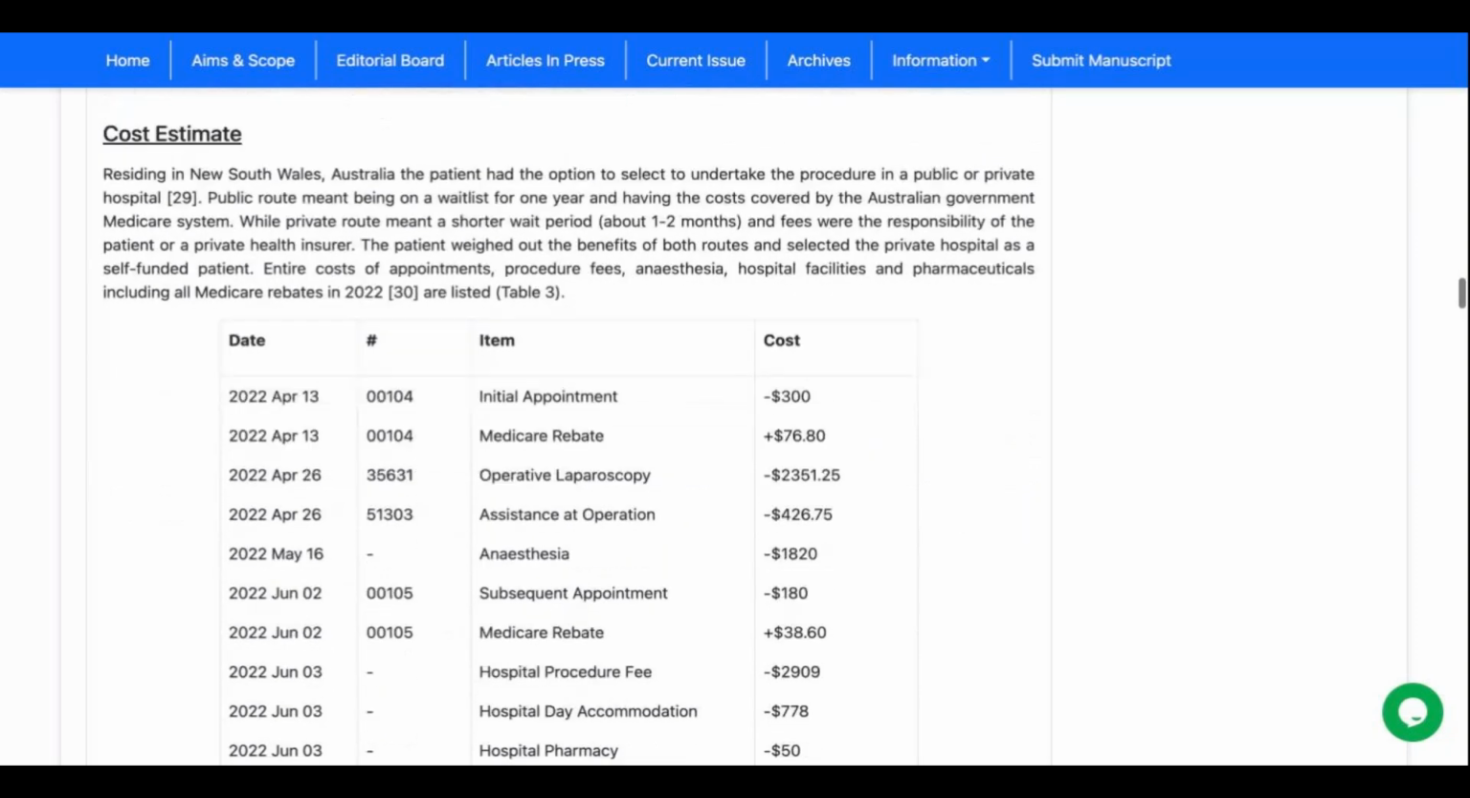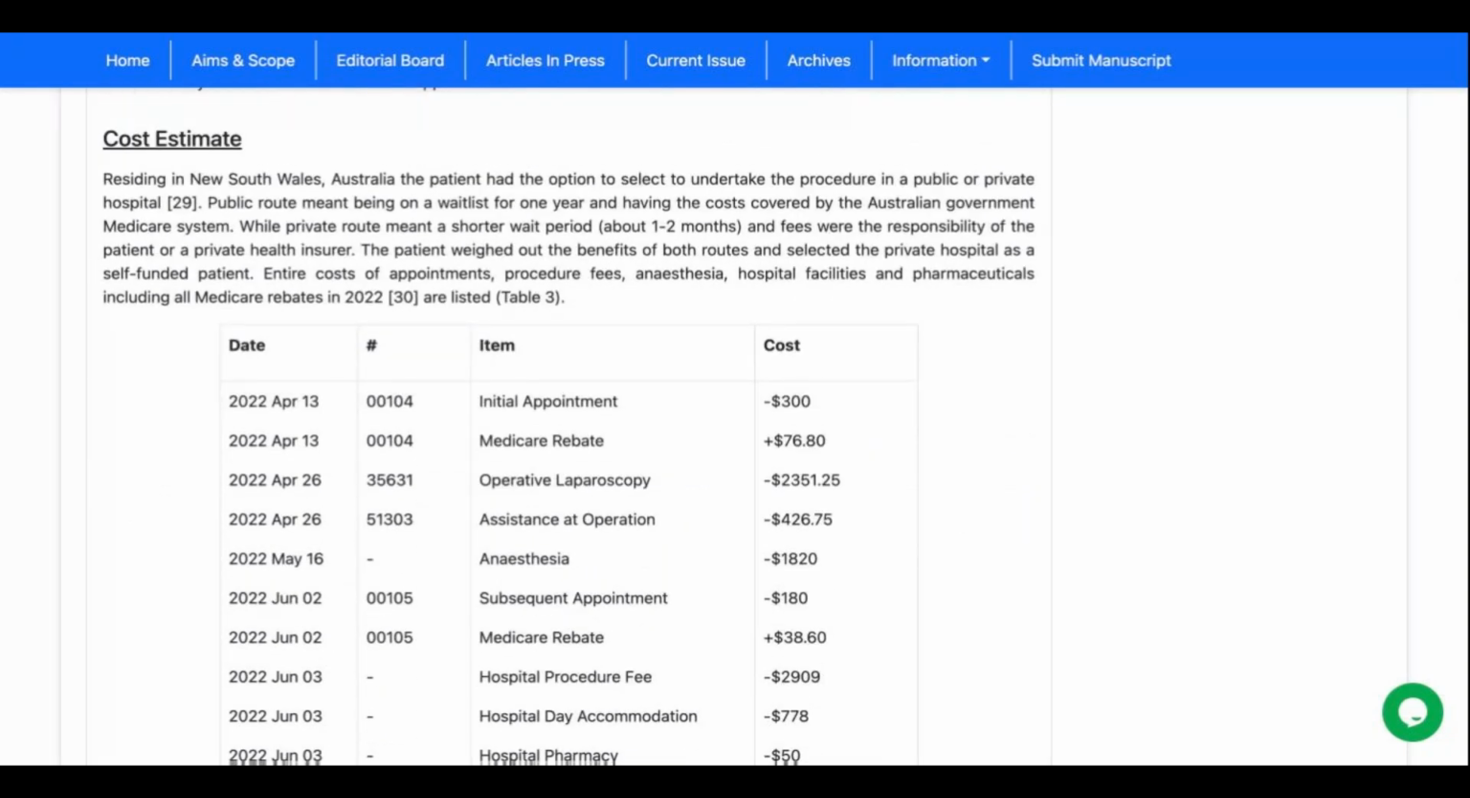But yeah, in Australia, we have a Medicare system. So either you get it covered by Medicare, or you go through the private route and you have to self-fund the surgery. So you give the patient the option.